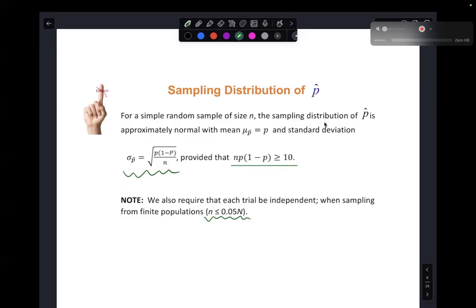Also, our mean equals the population proportion. Our mu sub p hat equals the population proportion. So there we go. This is all the same stuff. This is just reminding you of 8.2.